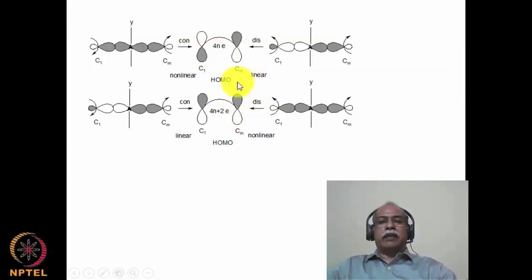Now if you consider the HOMO of the nonlinear system or the linear system as the case may be, this is a symmetrical combination of the molecular orbital in the nonlinear system, whereas this is an antisymmetrical combination of the molecular orbital in the linear system. This undergoes a disrotatory process essentially to produce this HOMO of the molecule that is shown here. So this is essentially an allowed process.